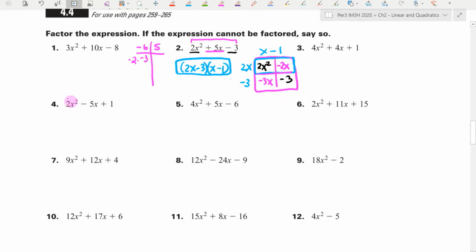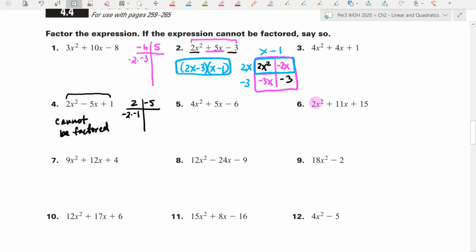For number 4, you're trying to find the factors that multiply to 2 and add up to -5. There are only two numbers that multiply to 2, 2 and 1. This cannot be factored. And that problem's finished.